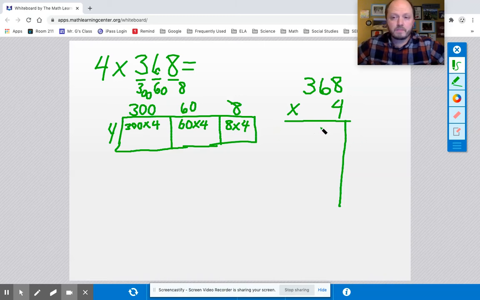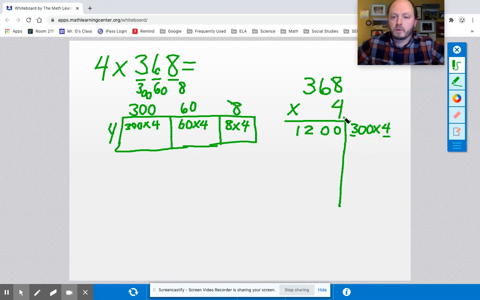Now, they're not to scale, and this 8 by 4 rectangle should be way smaller than the 60 by 4 and the 300 by 4. But as I said before, it's just placeholders. So let's do the first one, 300 times 4. If we know our basic fact of 3 times 4, then we're going to know our extended fact of 300 times 4. And that is 1,200.